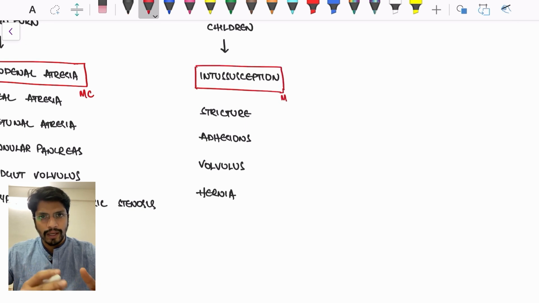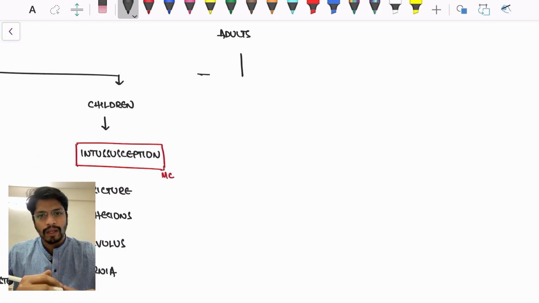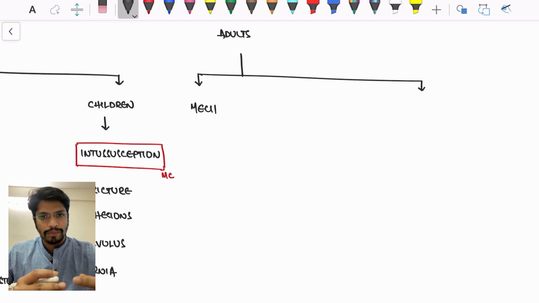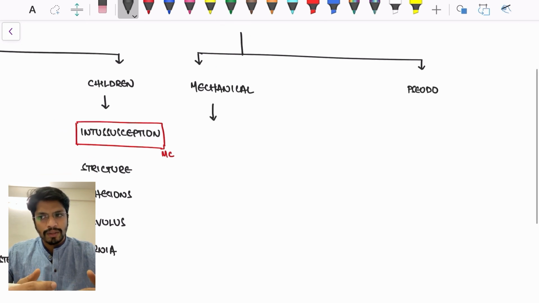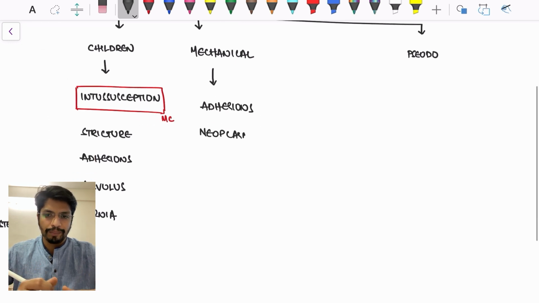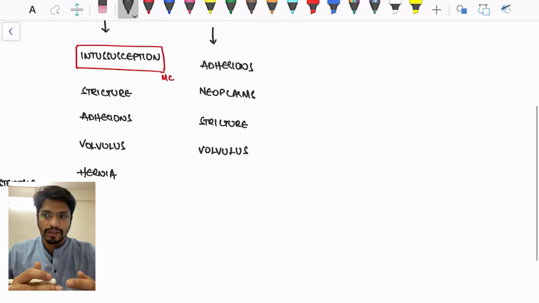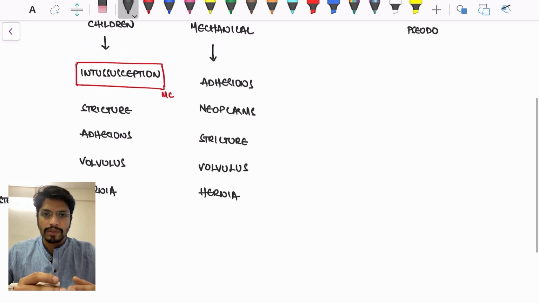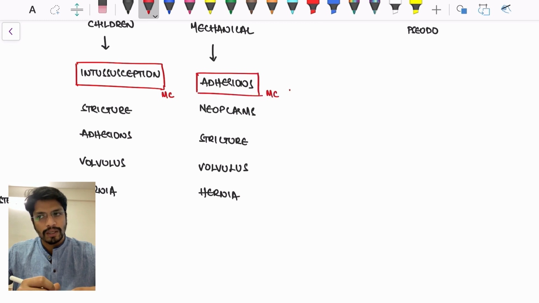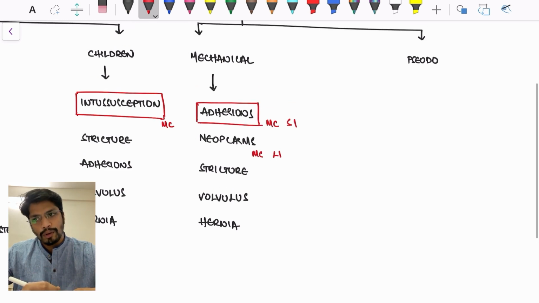Adults we will divide again into mechanical and pseudo obstruction. Mechanical is also called dynamic obstruction. So in mechanical, the causes will be adhesions, neoplasms, stricture, volvulus, hernia. Among these, the most common small intestinal obstruction cause is adhesions, whereas neoplasms is the most common cause in the large intestine. So we'll see the pseudo obstruction causes.